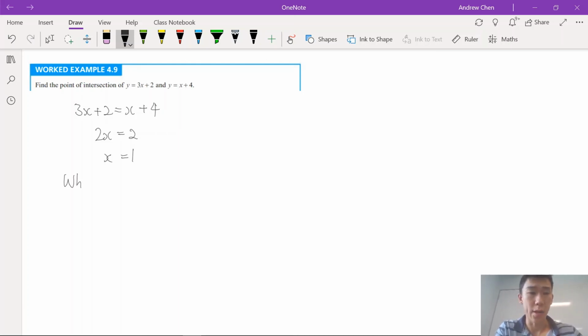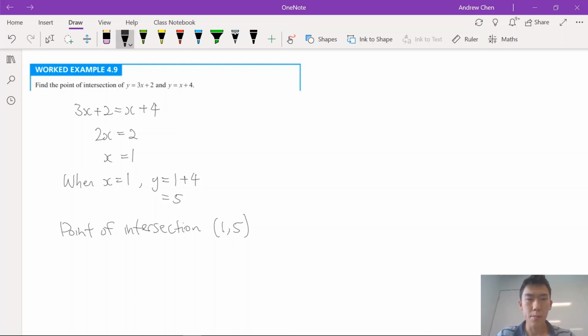Now we just need to find the y-coordinate. So when x equals 1, y equals, I'm just going to sub 1 into x plus 4, because that's nice and easy. So y equals 5, so that means the point of intersection is 1, 5. And we're finished.